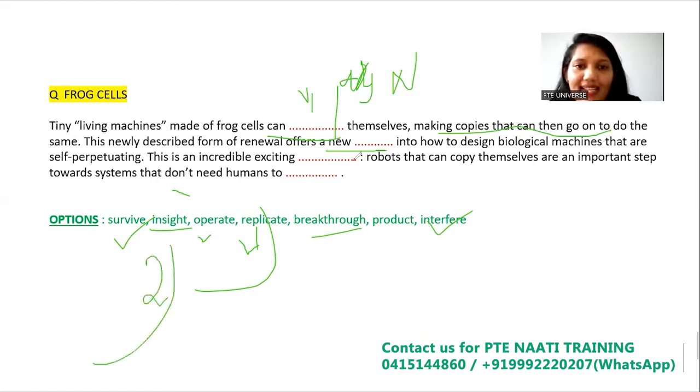This is an incredible, exciting. Again, you can see an adjective is given, you need a noun. So now what does this mean? The previous line. So they have found something. So this is a discovery, breakthrough.